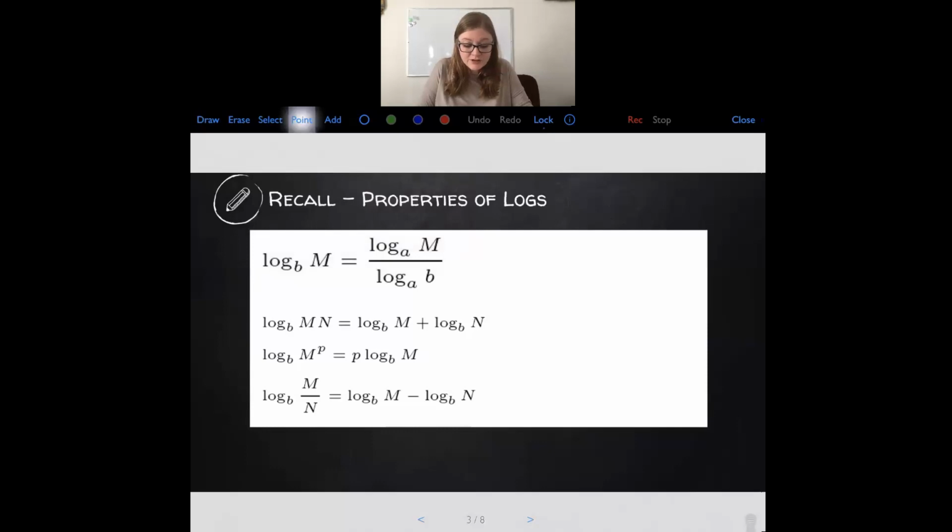The first is the change of base formula. This is to be able to really put a logarithm in a calculator and use the calculator to evaluate. We have the product rule, where if we have two things being multiplied inside the log, we can write it as a sum. We have the power rule, where if we have a power inside of the logarithm, it comes out as multiplication. And then we have the quotient rule, where if we have two items being divided, we can rewrite that as the difference of two logarithms. So we will use those as we go through the lesson today.